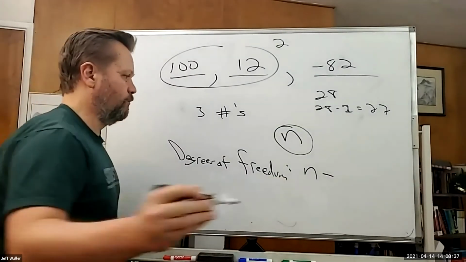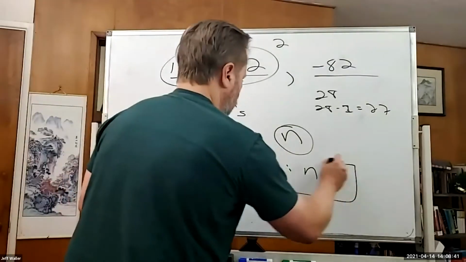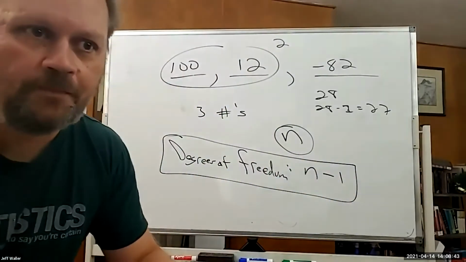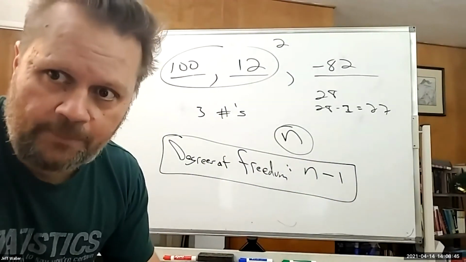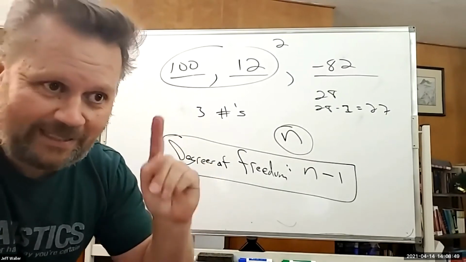N minus 1. Minus 1. So excuse me for this. That is my degrees of freedom. Does anyone get that? It's the degrees of freedom.